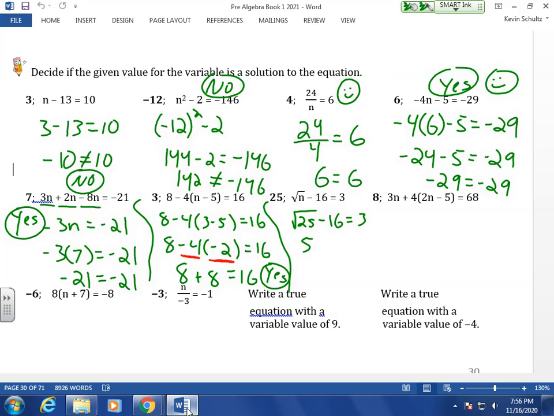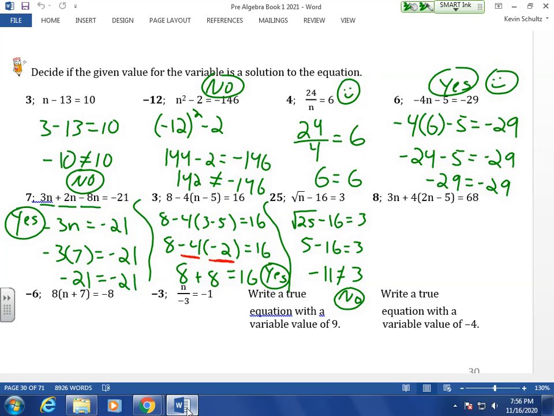And since that minus 16 is outside of the root, it's not under the root, we don't take the square root of 16. You probably caught that. So 5 minus 16 gives us negative 11, which is not equal to positive 3. So no, 25 is not the solution for n in that equation.